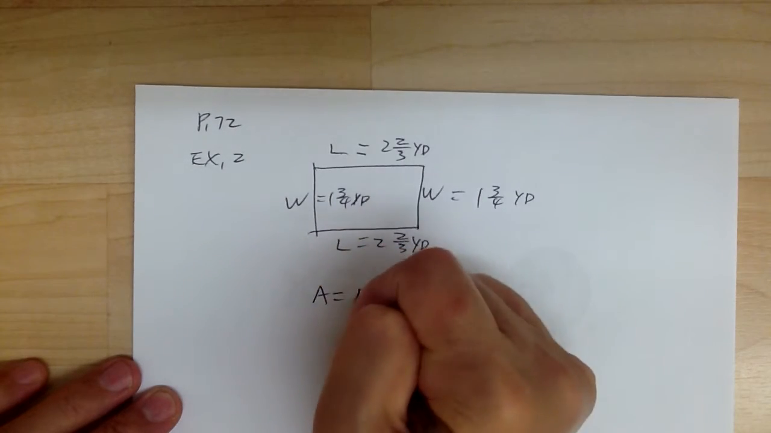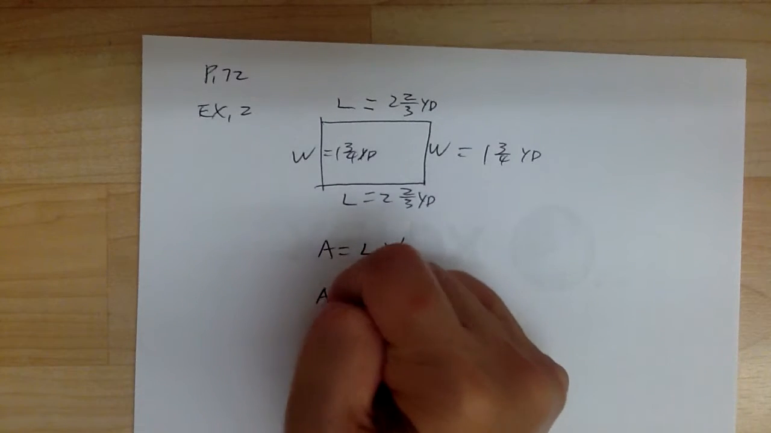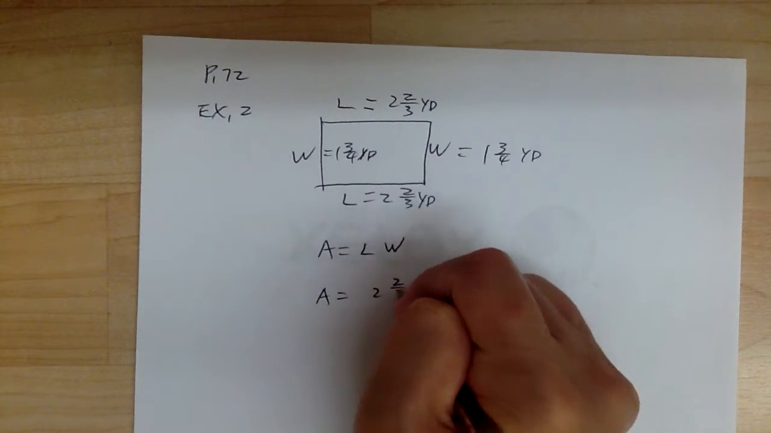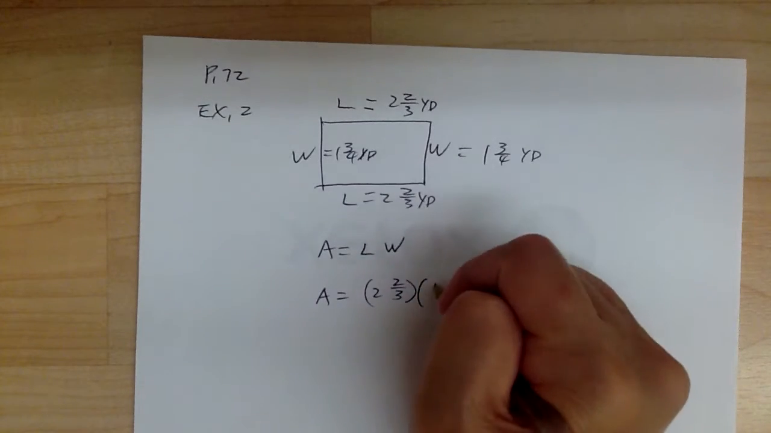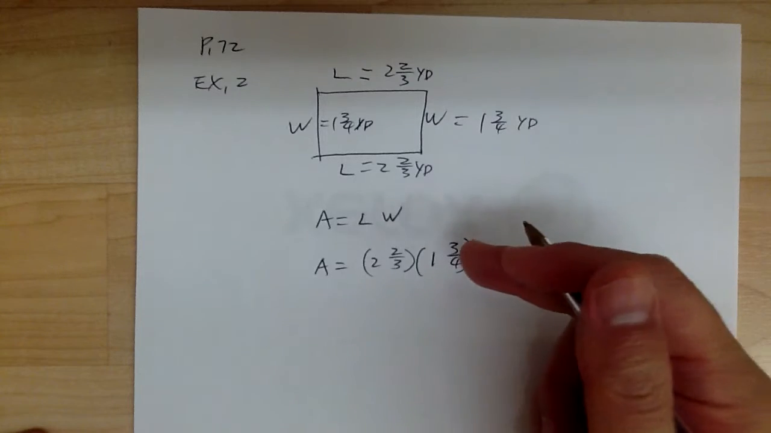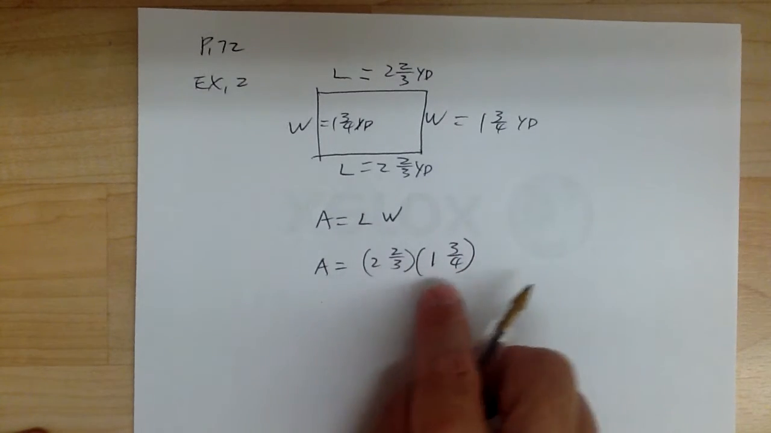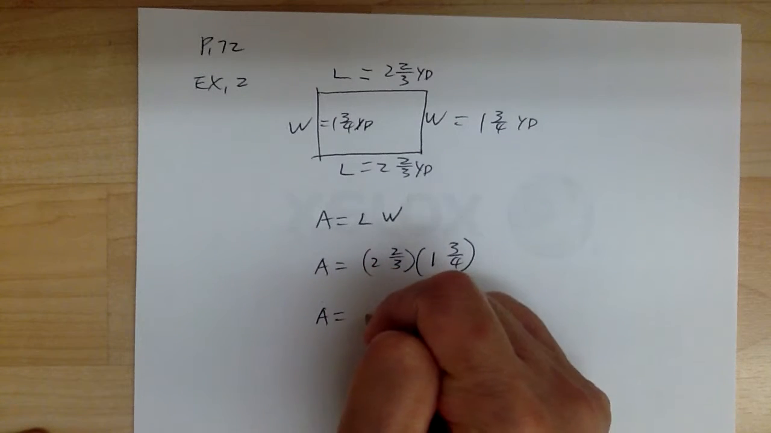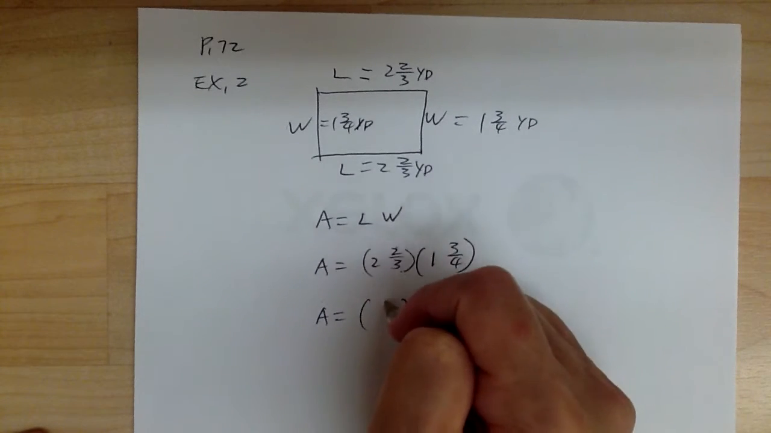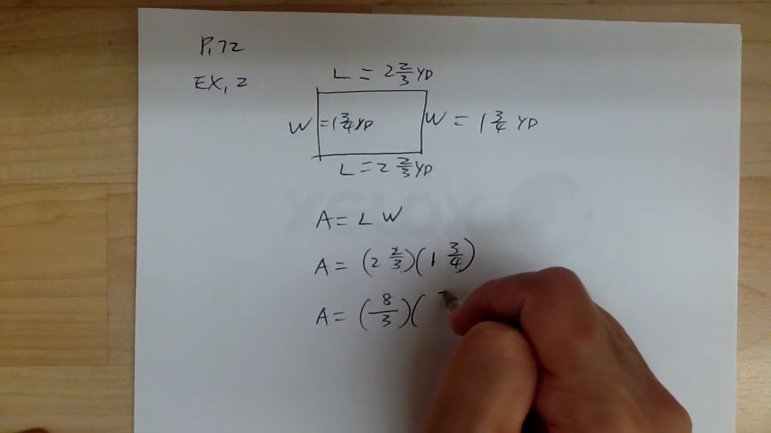So area equals length times width, right? That's the formula for a rectangle. You substitute, so area, again, follow it through. So length is 2 2/3, width is 1 3/4. So again, make sure you show your steps. Okay, don't just write down the answer. So now you have mixed numbers that you have to multiply, so convert into improper fractions. So 2 times 3 is 6 plus 2 is 8. This one, 1 times 4 is 4 plus 3 is 7.